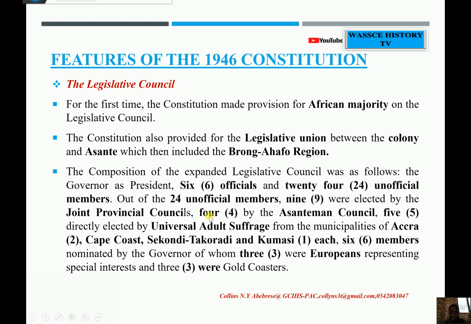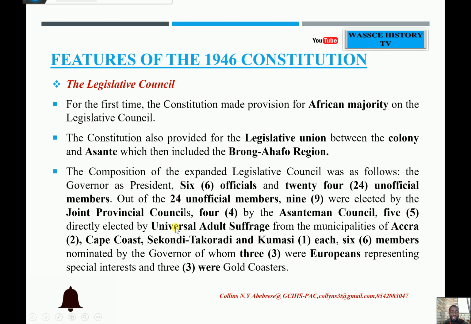And so that should tell you how important the British colonial authorities saw the chiefs. They were still participating actively in the governance system, of course, at the expense of the educated elite. And we know that the educated elite are not going to be happy about this. Now, 4 by the Asanteman Council. So the Asanteman Council will also have 4 representatives. So Asante alone would have 4 representatives.